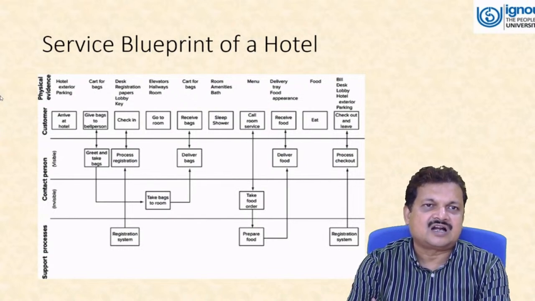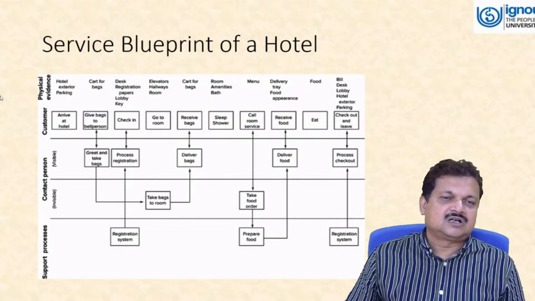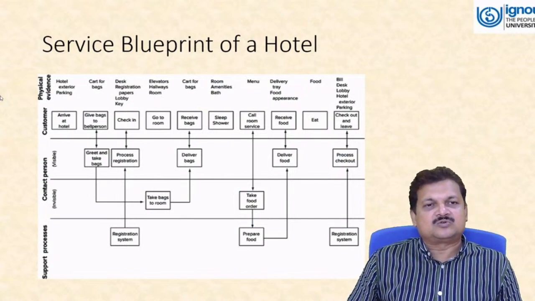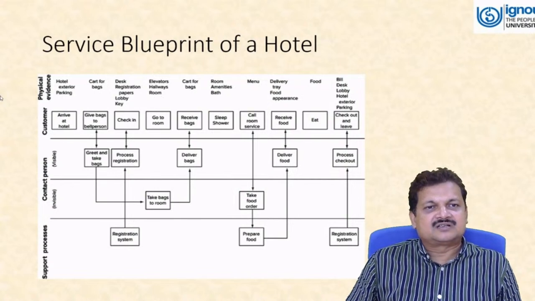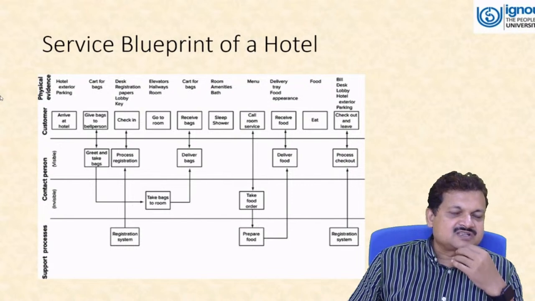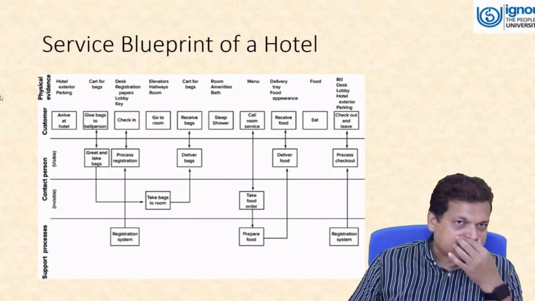So first is the cart for the bags. A trolley is given to the person, so that the bell person, the service person, will come to take your bags and bring them. Greet and take bags. So he will do this. This is what we are going to say, that the supply chain they are going to maintain with your baggage.